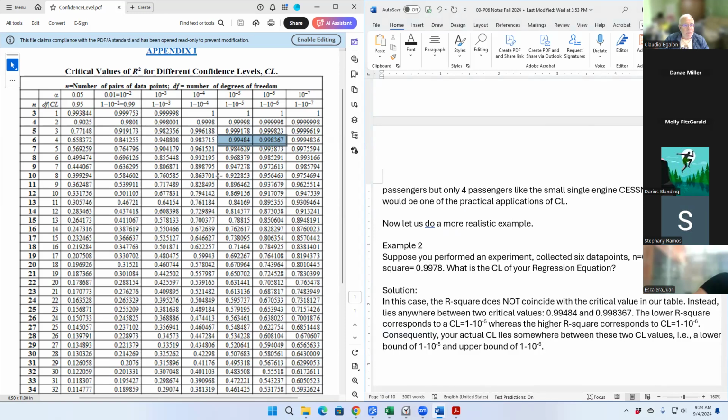So that's the type of R square you're going to end up seeing during the so-called experiments. Okay, so I'm gonna give you the step by step.